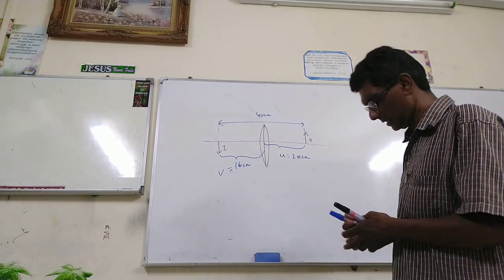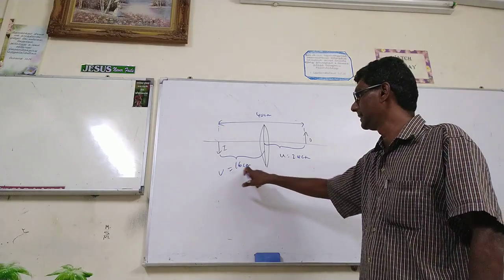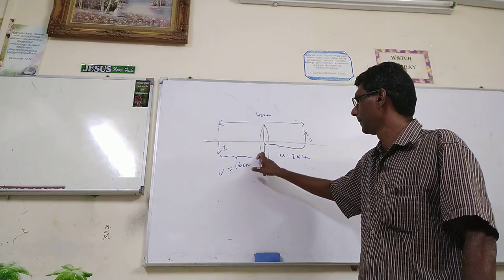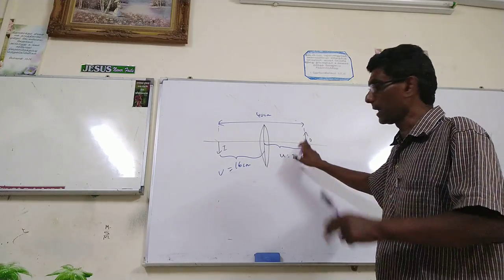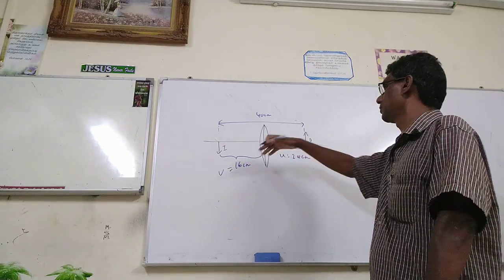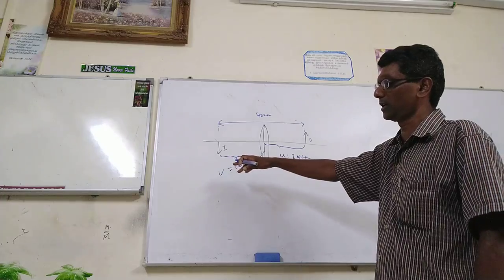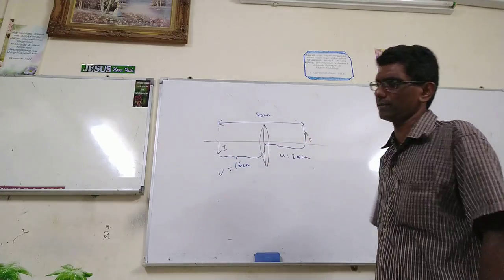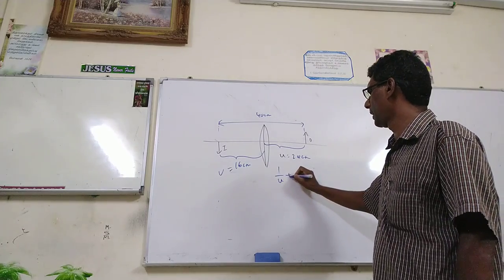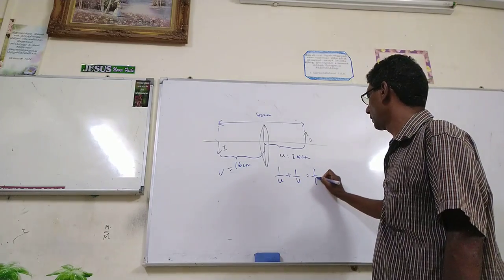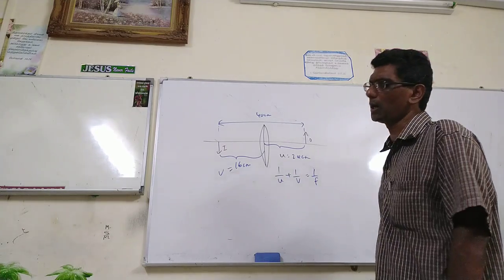So what is the formula? We have to use the formula. The v is 16 cm, image distance 16 cm, object distance 24 cm. Most of the time, the object is on the left side and the image on the right side. But in this case, the object and image are on the same side, which is the same thing. So we have to use 1 over u plus 1 over v equals 1 over f.